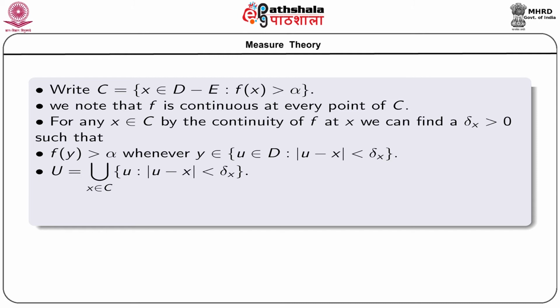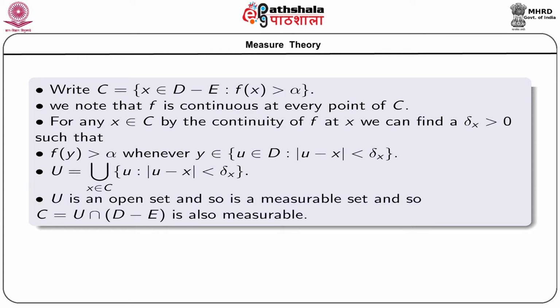Now, each set on the right hand side is an open interval. So, their union is an open set. So, U is obviously an open set, and consequently U is a measurable set. And subsequently we see that C is actually equal to U intersection D minus E, and so the set C is also measurable, and this proves our assertion.